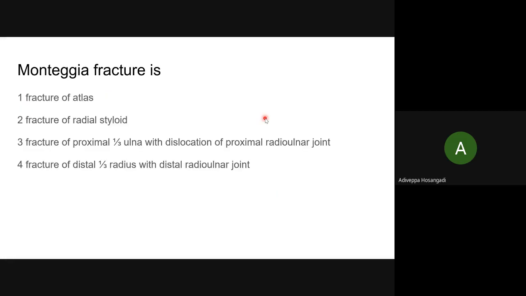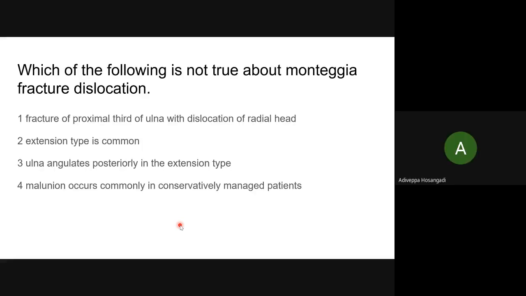Monteggia fracture is a fracture of the proximal one-third of the ulna with dislocation of the radial head. Which of the following is not true about Monteggia fracture dislocation? Fracture of proximal third ulna with dislocation. Extension type is common. Ulna angulates posteriorly in the extension type. Malunion occurs commonly in conservative treatment.